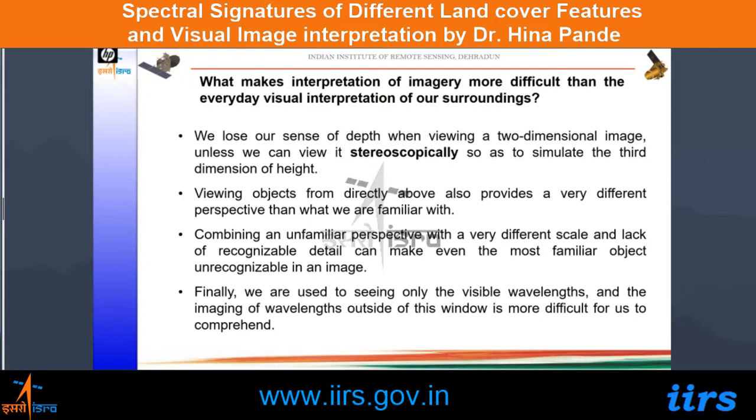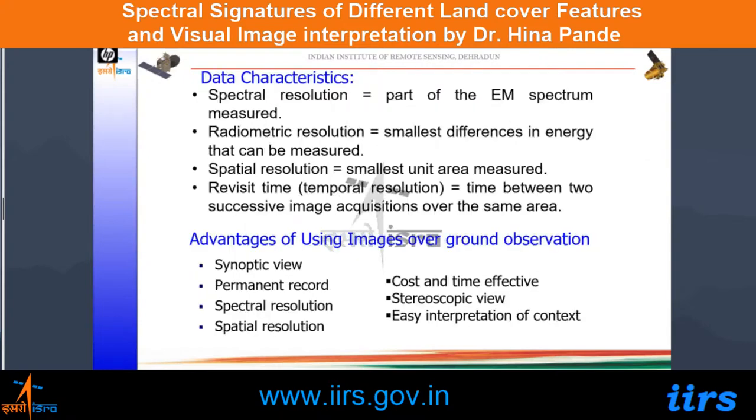Spatial resolution tells us about the smallest unit area that is measurable on the image, that is, the size of the pixel. So if I say I have an image with 5-meter spatial resolution, it means that the size of the pixel is 5 meters by 5 meters. This would mean that two objects can be distinguished separately on this image if and only if they are separated by a distance of at least 5 meters, right?